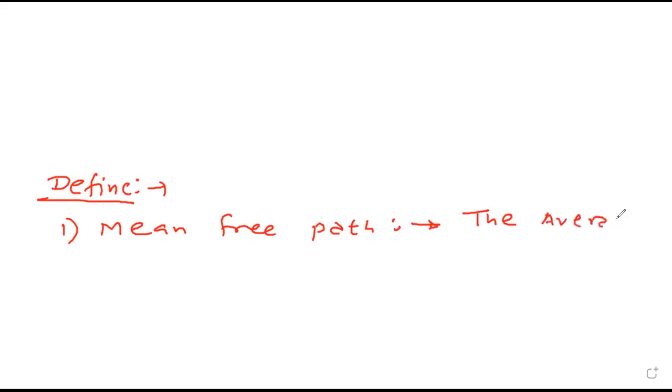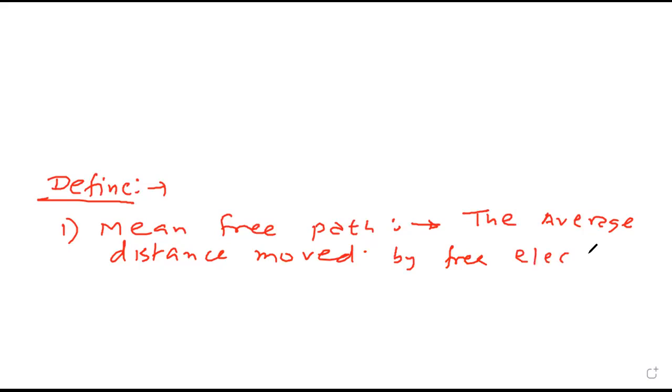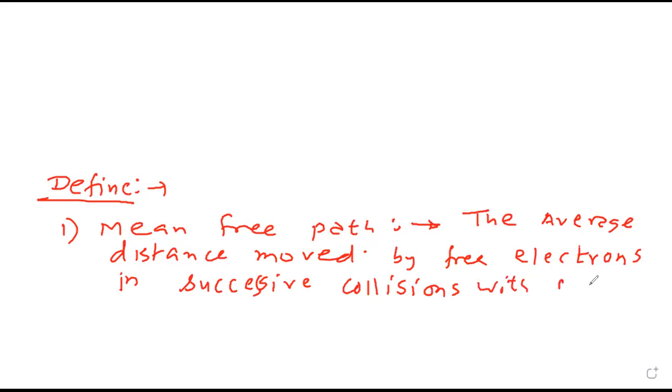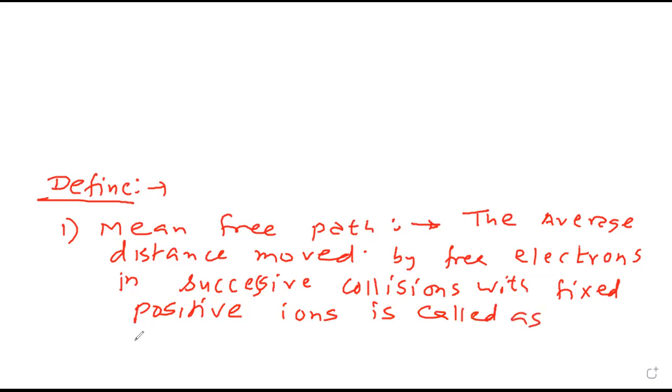The average distance moved, you can say covered, one and the same, average distance moved by free electrons in successive collisions with fixed positive ions is called mean free path.